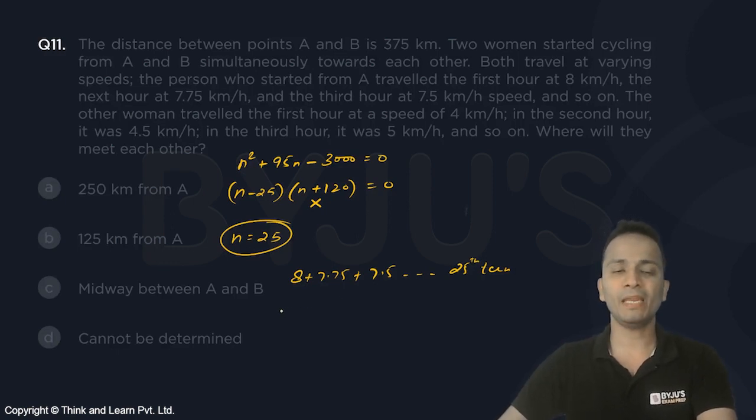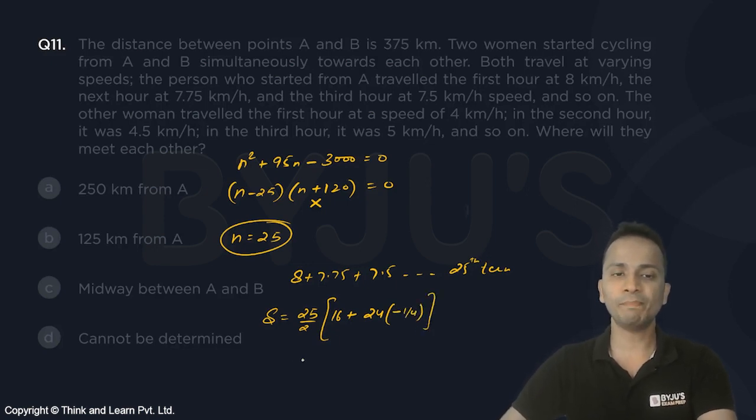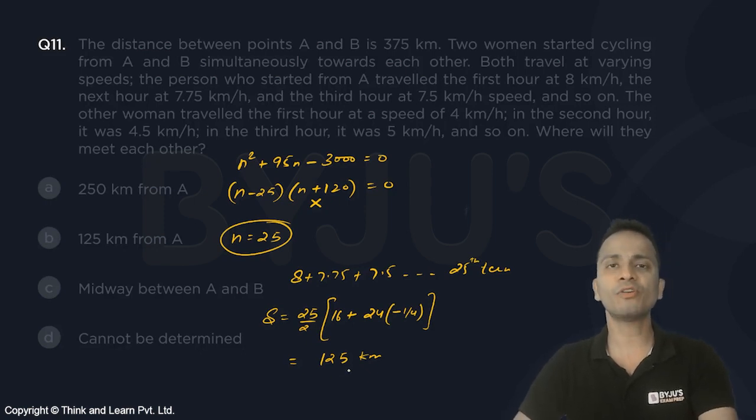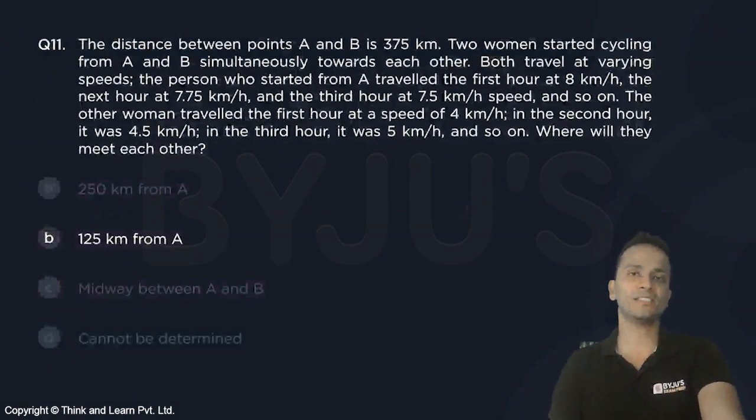We have to calculate the sum, so I'll apply the same formula: n by 2, that is 25 by 2, bracket 2a plus n minus 1, that is 25 minus 1, 24, multiplied by d. Now here d is negative, so be careful with this. Here d is minus 1 by 4. Simplify this and you will get the distance from A. After simplifying, you will get the value as 125 kilometers. So they will meet each other at a distance of 125 kilometers from point A, and option B should be the correct answer for question number 11.